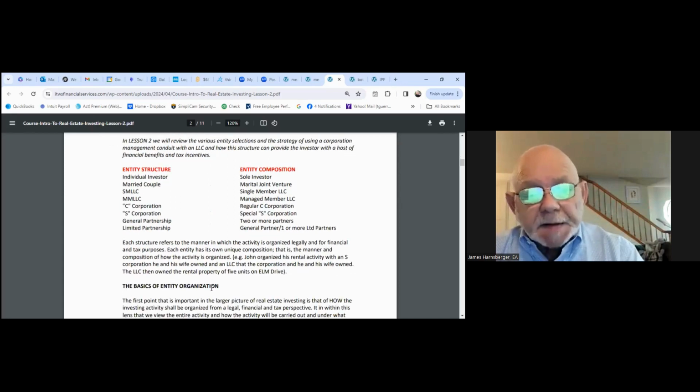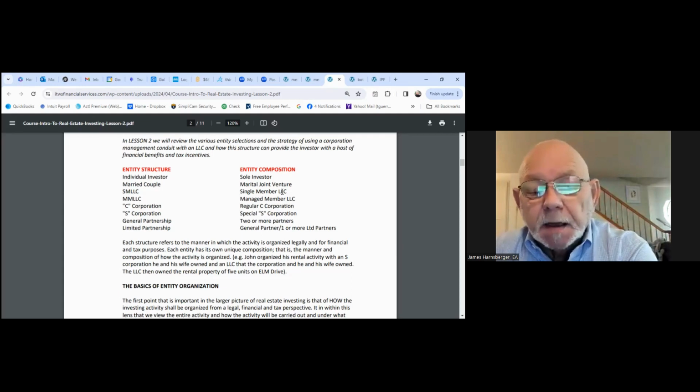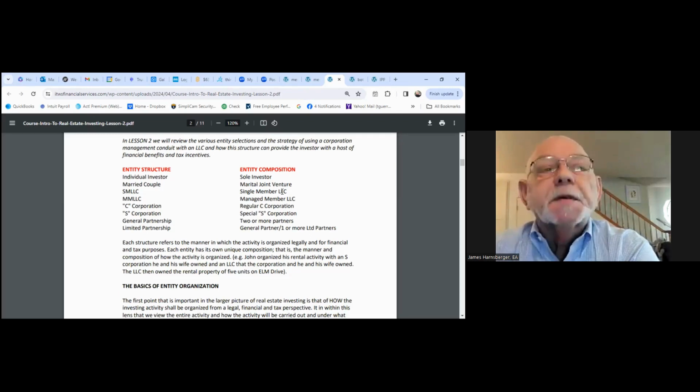So you can invest as an individual investor, what we call a sole investor. You can invest as a married couple and do that by making an election as a marital joint venture election. You can invest as a single member LLC, which is a disregarded tax entity in the eyes of the IRS. You can have the LLC, but it gives you no unique tax attributes because the IRS doesn't recognize it. You can invest as a managed member LLC.